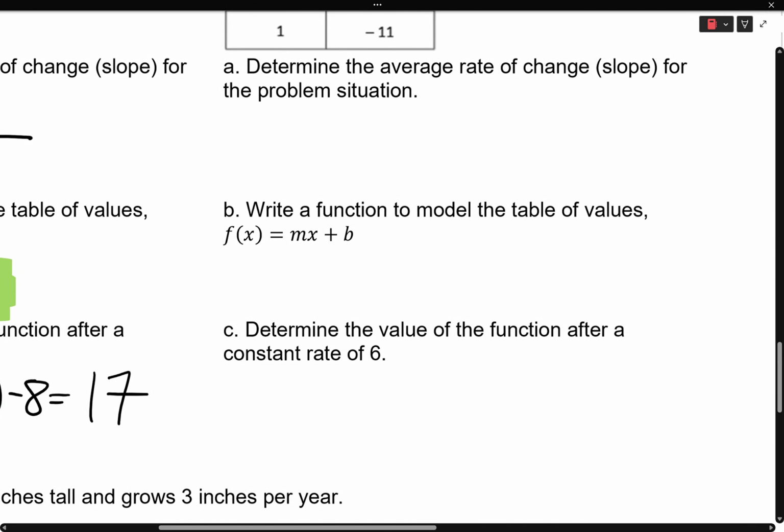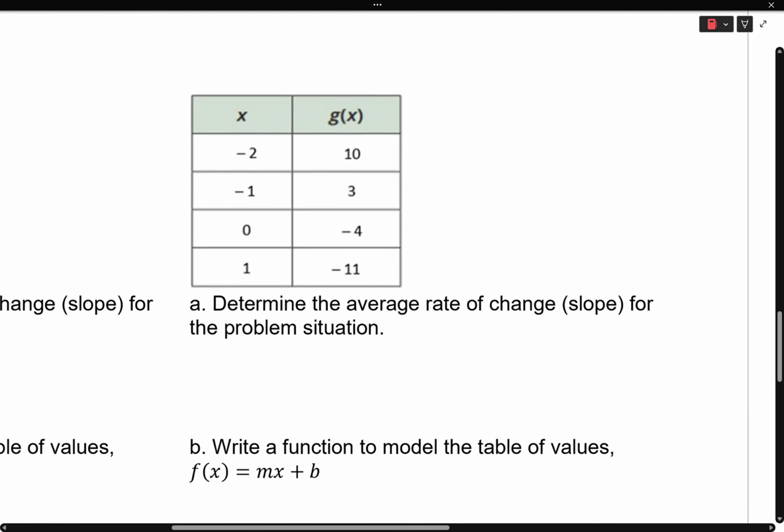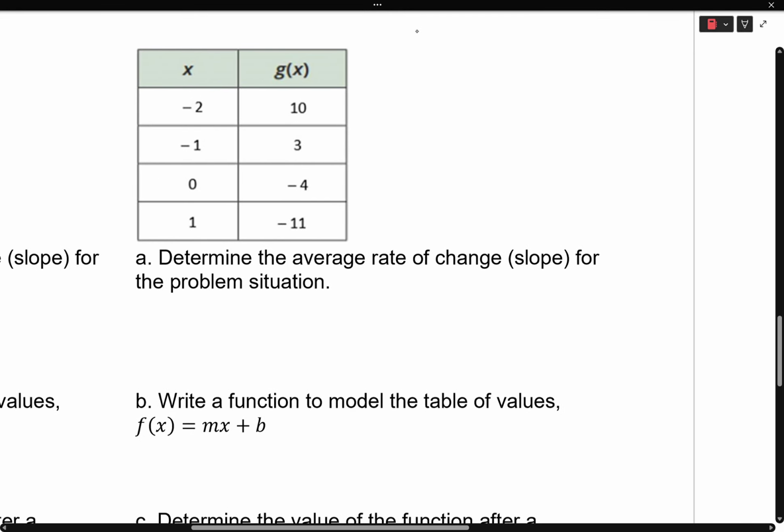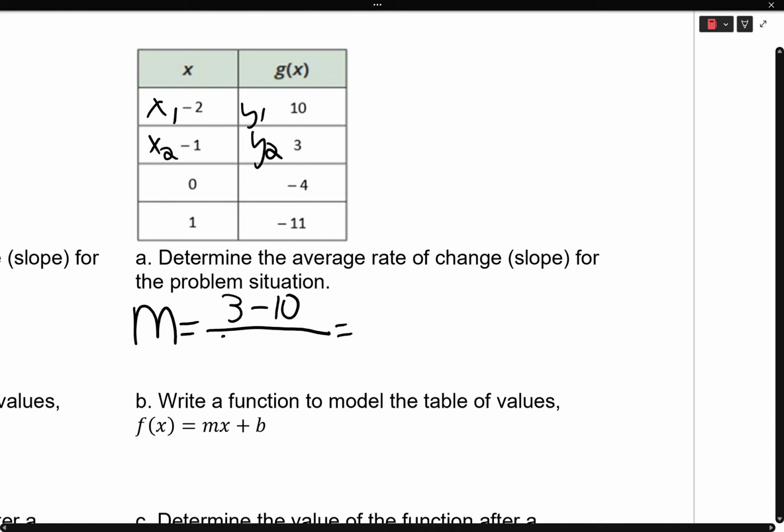All right, let's do this last one for number 2. Like I said, I'm going to do the formula and I'll show you the pattern. All right, so x1, x2, y1, y2. 3 minus 10 on top, and negative 1 minus negative 2 on the bottom. The pattern is subtracting 7, which we get 3 minus 10 is negative 7.